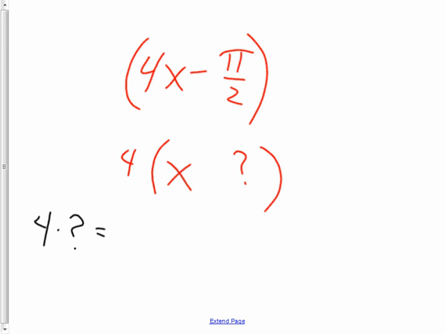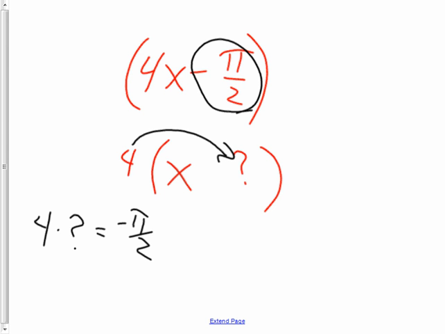I don't want to use X because we already have an X in the problem. You could use Q, or whatever you want, but I'm going to use a question mark. This times I don't know what has to equal that. Perfect. So then you solve for question mark.